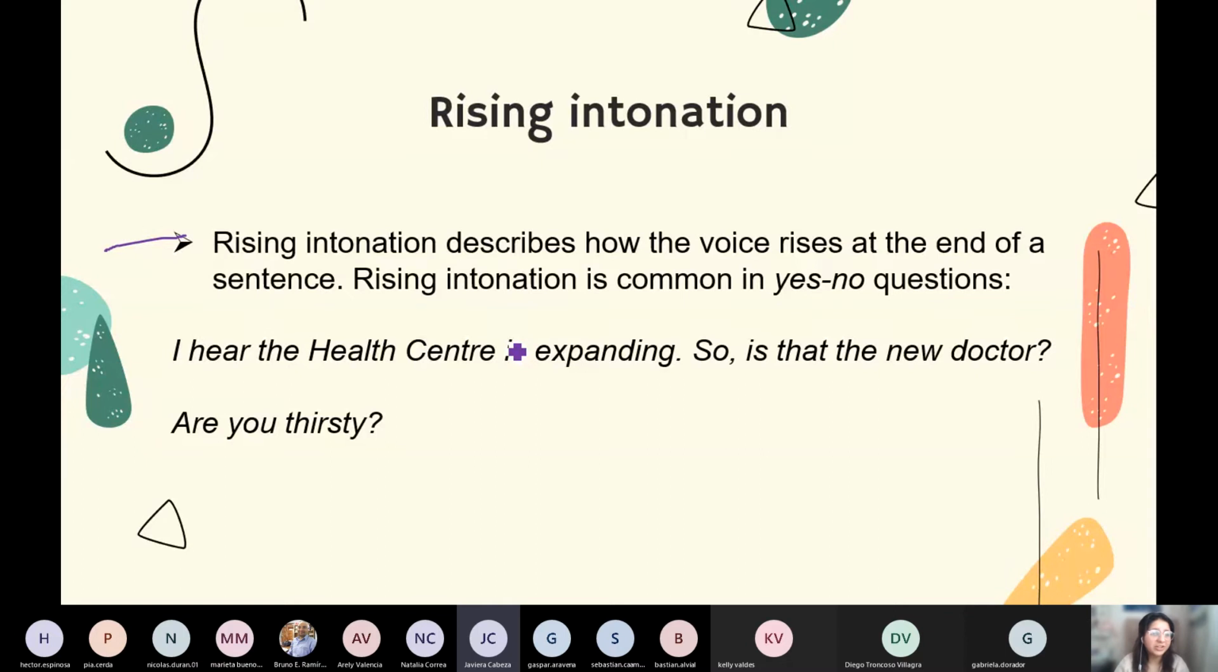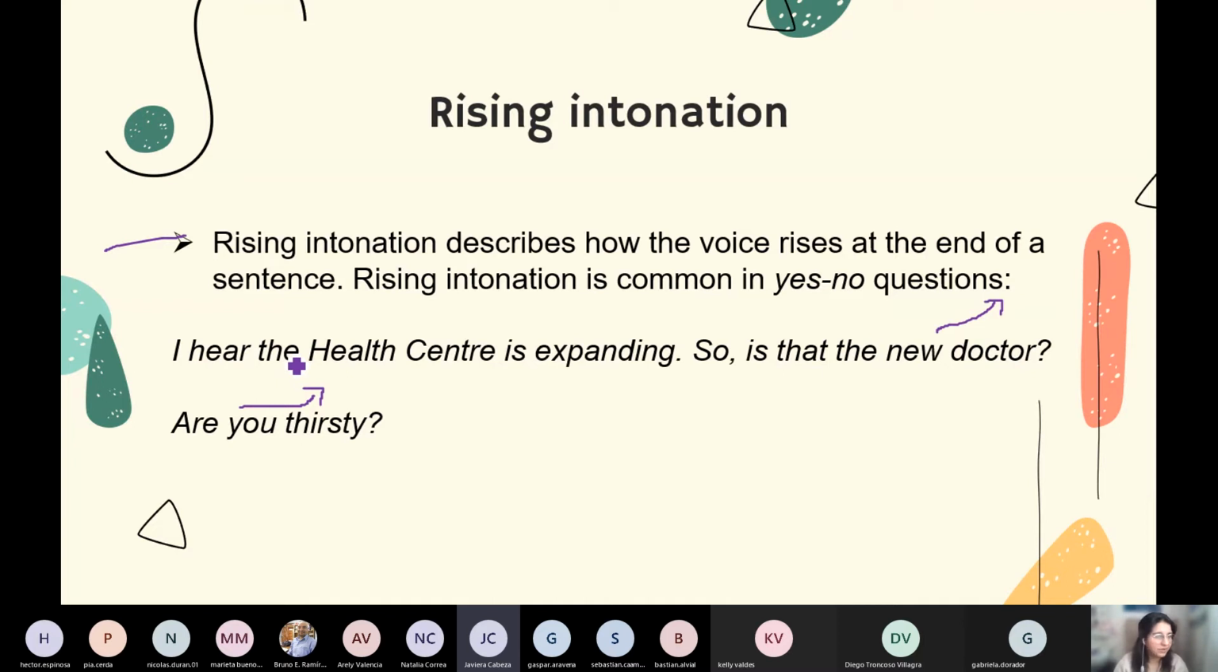So, I heard the health center is expanding. So is that the new doctor? It's like, is it or not? And for instance, then we have, so this is rising. And then we have, are you thirsty? I am asking you a question and it's a yes or no question. You only have two choices. Are you thirsty or you are not thirsty?